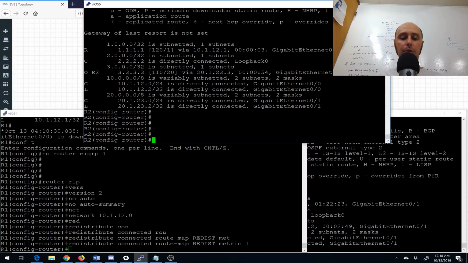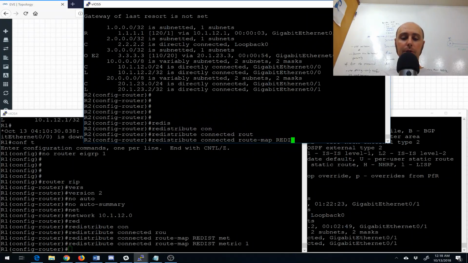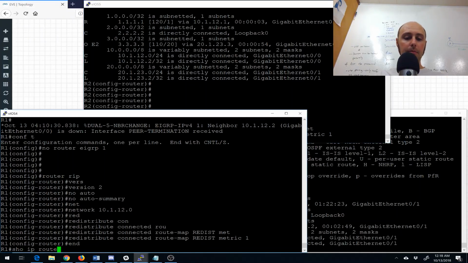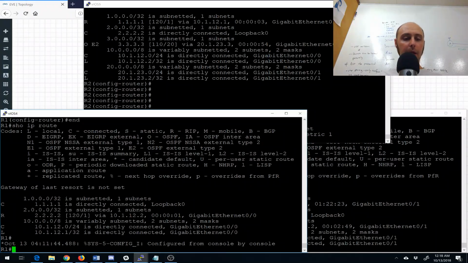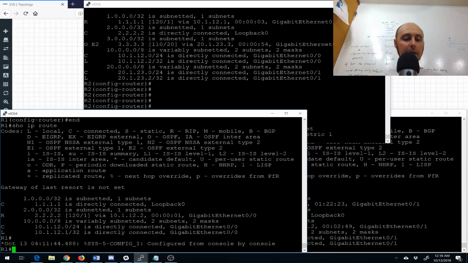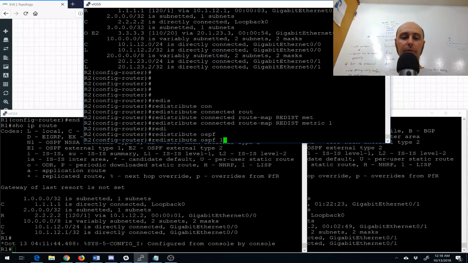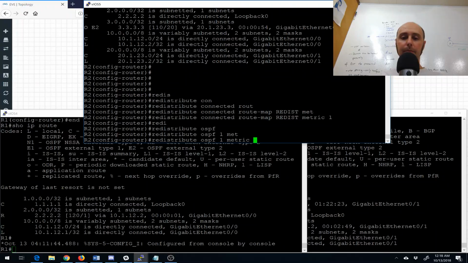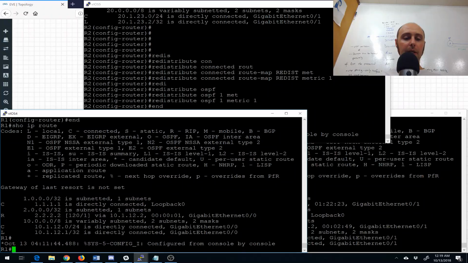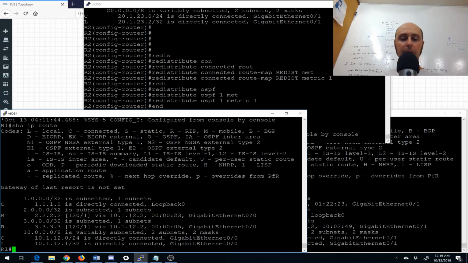Okay, so now I want to do redistribute connected, filter it through a route map called redist, and set the metric of 1. So now I've just redistributed loopback 2 into the RIP routing protocol, and I'm seeing that now. And again, oh, you know what? I'm not doing mutual redistribution, so let me do redistribute OSPF 1 metric 1. I'm not seeing the loopback 3 here, so let me do an up arrow and see what gets updated.